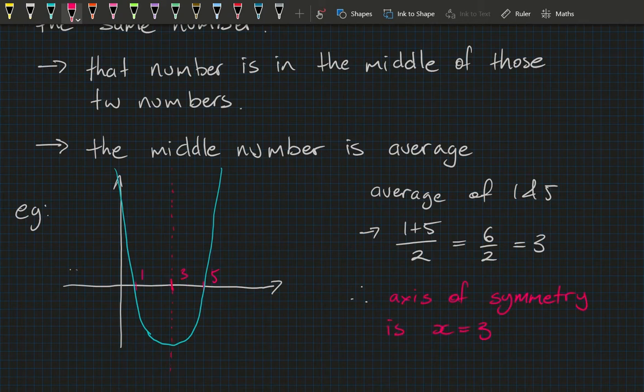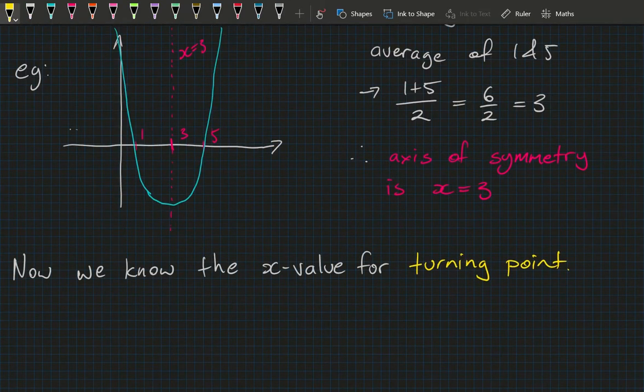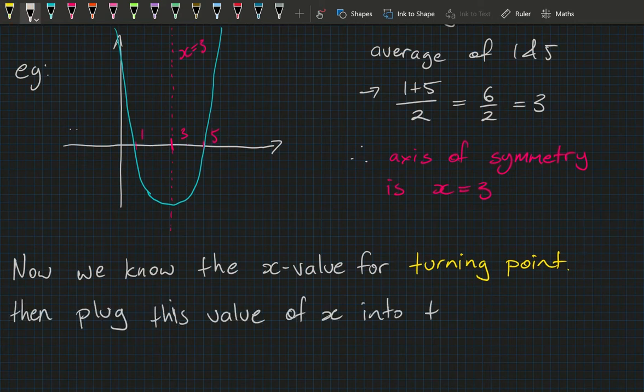Let's mark that in on the graph. So now we know the x value for the turning point, because that's the same as the axis of symmetry. So now all we need to do is plug this value of x into the rule and we'll find the y value. And hey presto, we have our turning point.